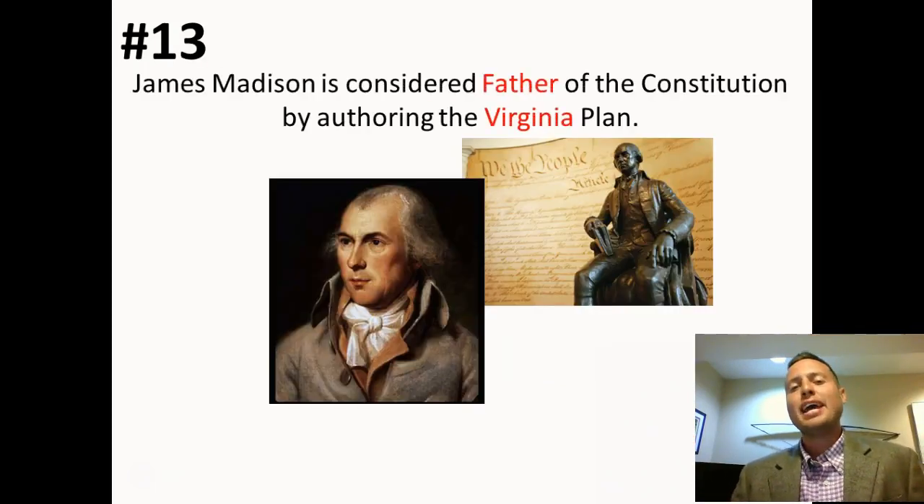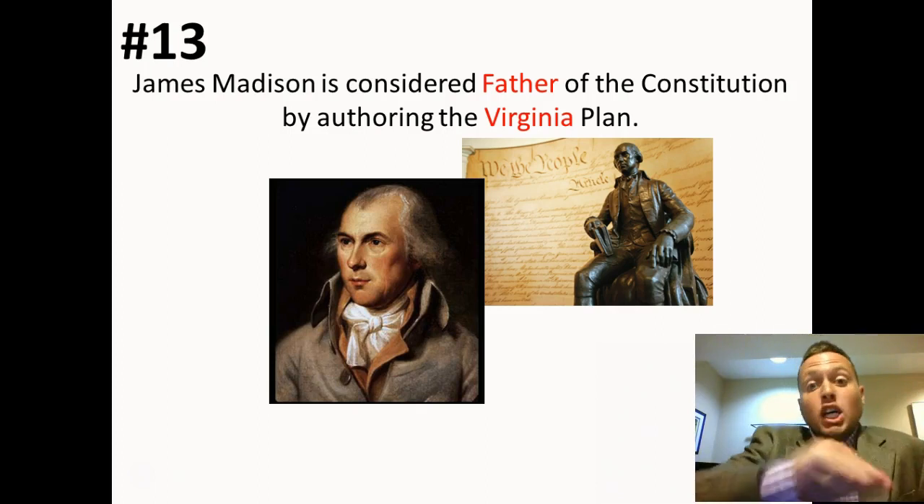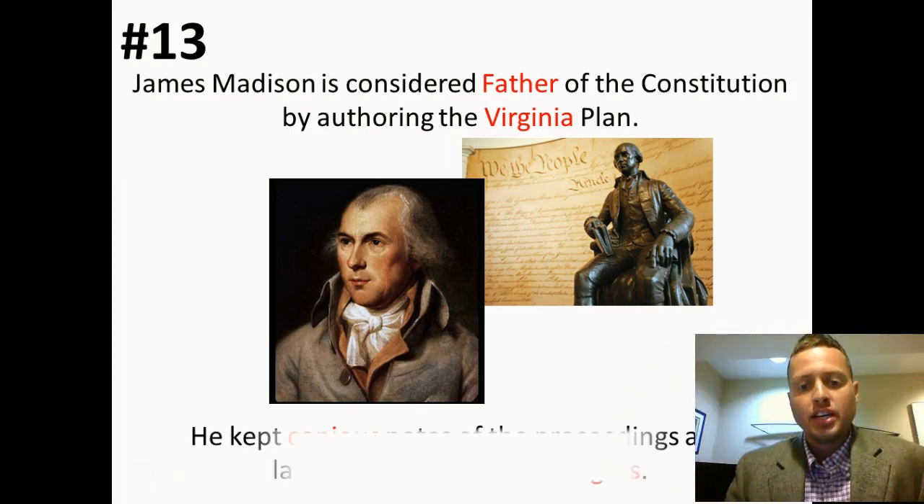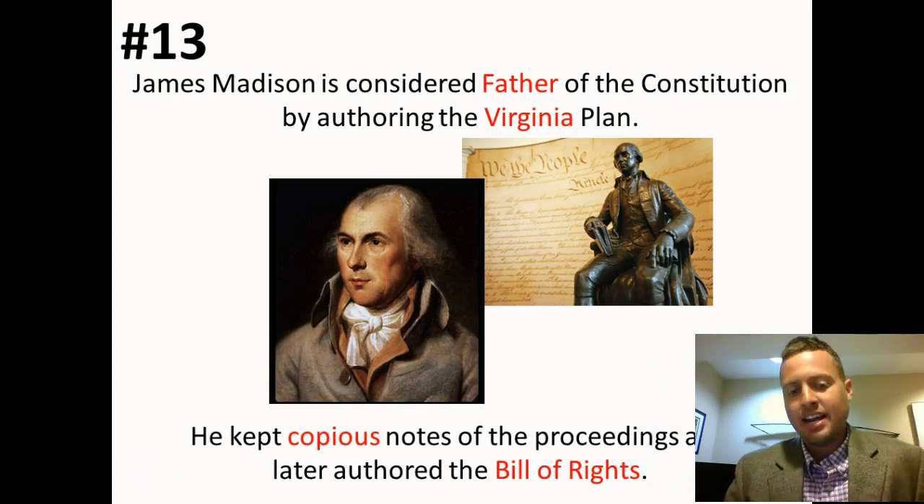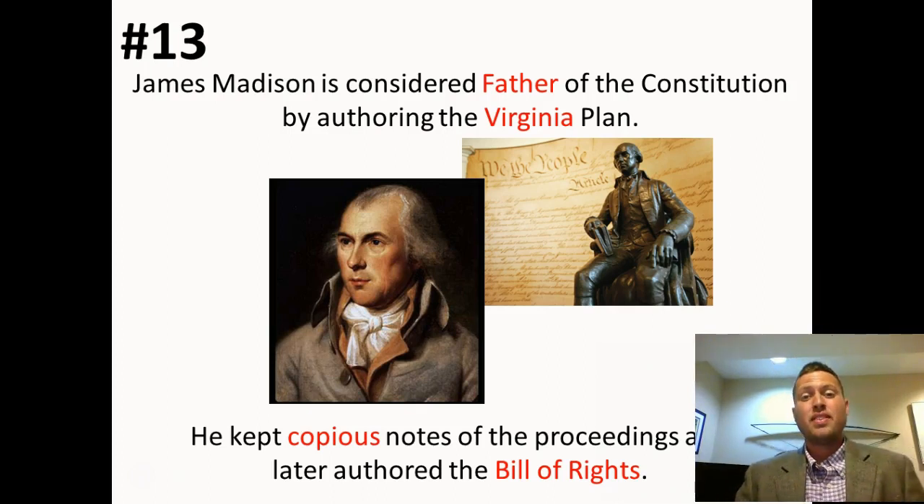James Madison was the brains of the Constitution. That's why he's called the father of the Constitution. Remember that Virginia plan? 3 separate branches, the foundation of our government today. James Madison authored the Virginia plan. We know what happened at the Convention because he took a bunch of notes. He kept copious notes, which means a lot of notes, of the proceedings of the Constitutional Convention. And he later authored the Bill of Rights, which was added onto the Constitution. So in that way, he is the ultimate Constitution dude, which is why he's known as the father of the Constitution. Now here's the thing. You don't just get to write the Constitution and be done with it.